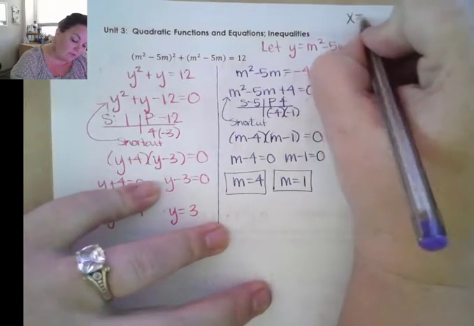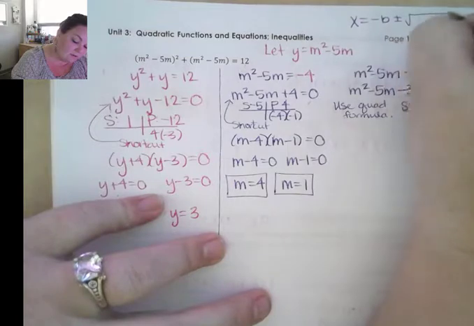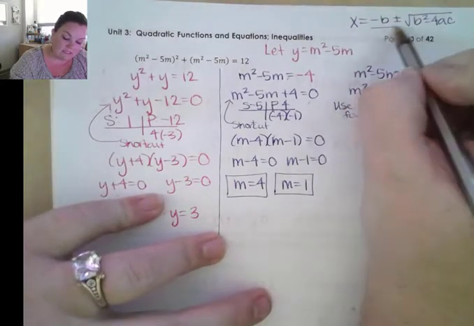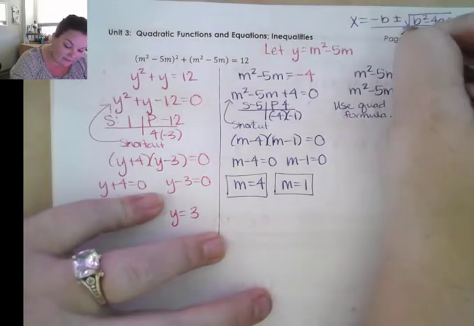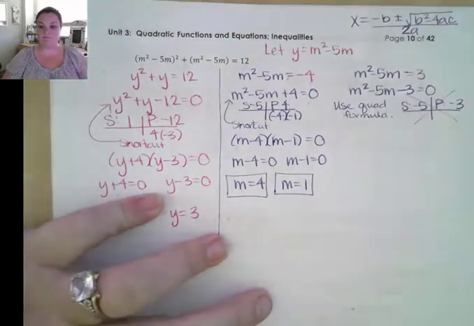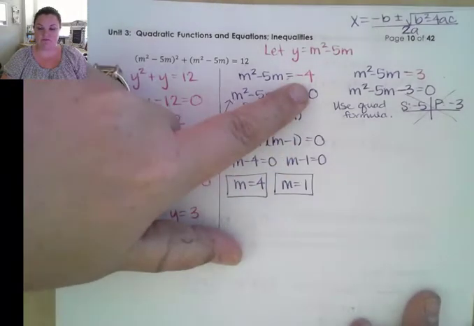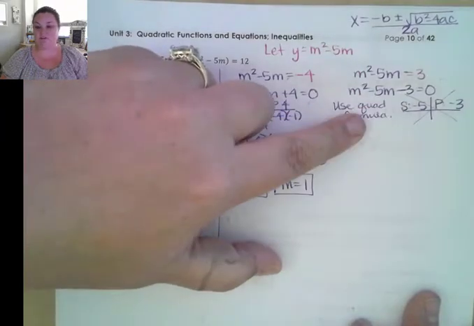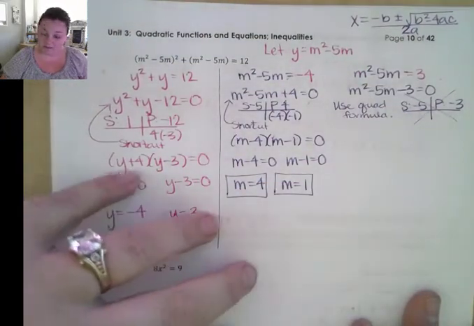The quadratic formula, remember, was negative b plus or minus the square root of b squared minus 4ac all over 2a. Okay, so that's what I'm going to have to use on this one. So we got our first two answers from the first solution we got for m. Now we should get two answers from this solution we get for m. We just have to use the quadratic formula to find them.